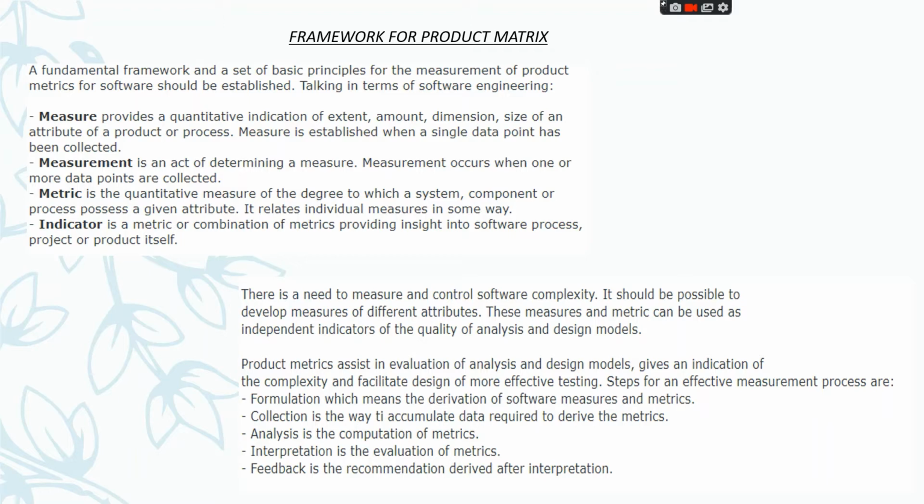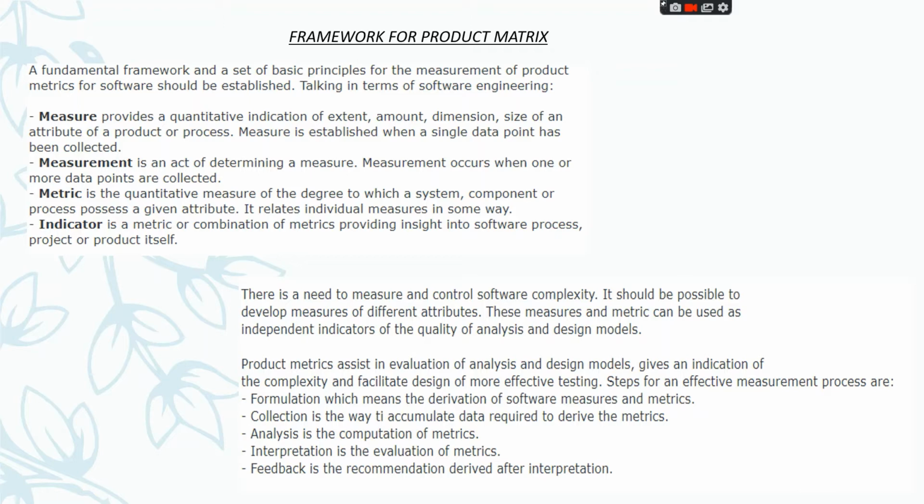So, product metrics assist in evaluation of analysis and design models, give an indication of the complexity, and also help to design much more effective testing, and that's the reason why steps are to be followed while taking these effective measurement processes into consideration. So the series of steps include formulation, which means the derivation of software measures and metrics. Collection is a way to accumulate data required to derive the metrics.